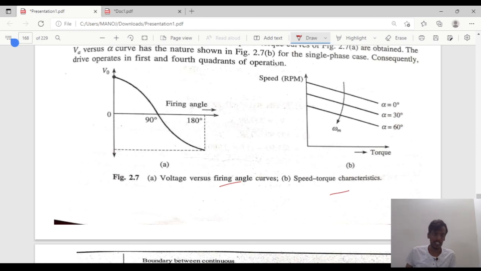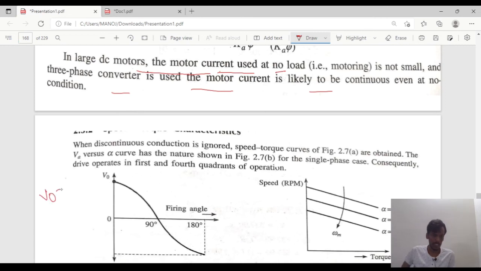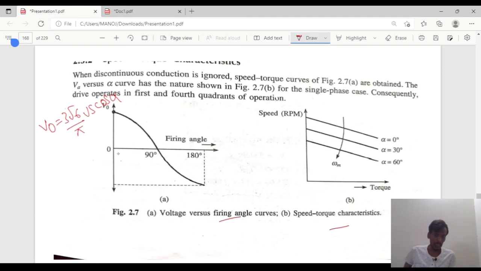As you know, if we substitute the 3-phase value, V0 equals 3 root 6 by pi Vs cos alpha. At alpha equal to 0, the value will be maximum, 3 root 6 by pi. At 90 degrees the value will be 0, since cos 90 is 0. At 180 degrees it will be minus 3 root 6 by pi, a negative value. So this is the firing angle curve characteristic, and as it is a separately excited motor, it has a drooping straight line characteristic.